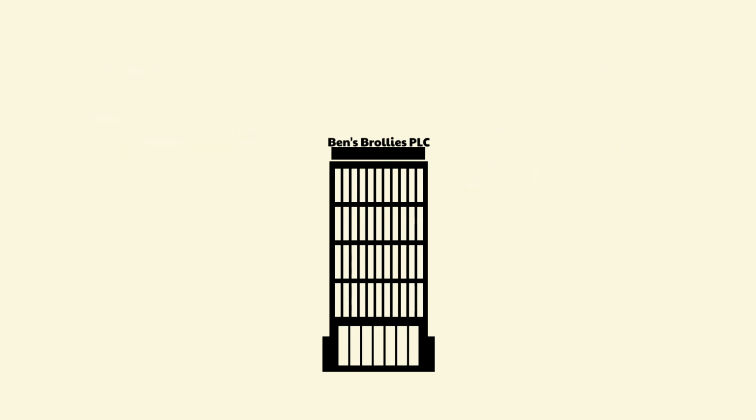So going back to our example of my company, Ben's Brollies, let's explain the process the company has to go through in order to sell bonds. Firstly, the board of directors would get together and decide on what return the bonds will pay and what the length of the bonds will be.